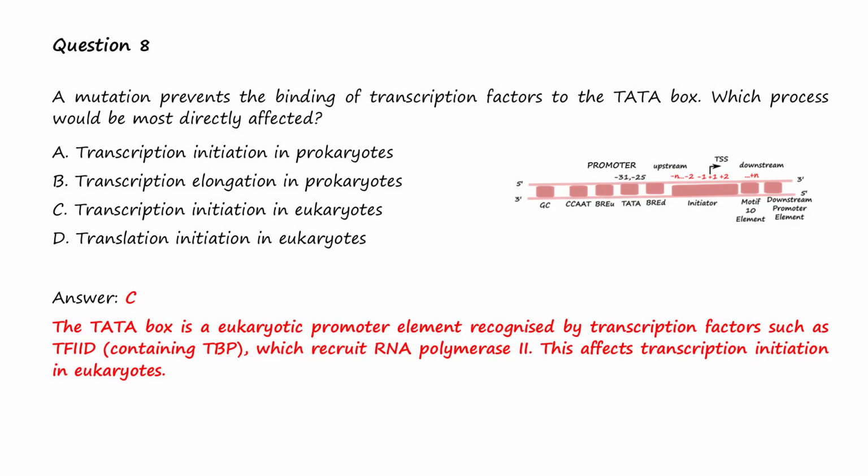Answer C. The TATA box is a eukaryotic promoter element recognized by transcription factors such as TFIID, containing TATA-binding protein, which recruits RNA polymerase II. This affects transcription initiation in eukaryotes.